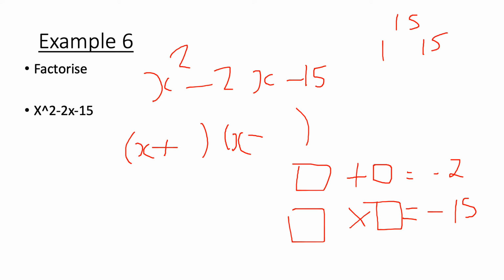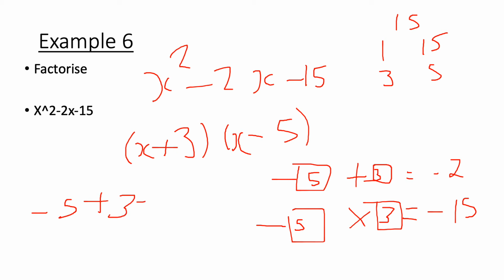My factors are this. So it's minus 5 add 3. Minus 5 add 3 is minus 2, and minus 5 times positive 3 is minus 15. So it's minus 5 and then plus 3, guys. Remember that minus 5 plus 3 is minus 2, and also 3 minus 5, which is the same sum, is minus 2. So that is my answer there, guys.